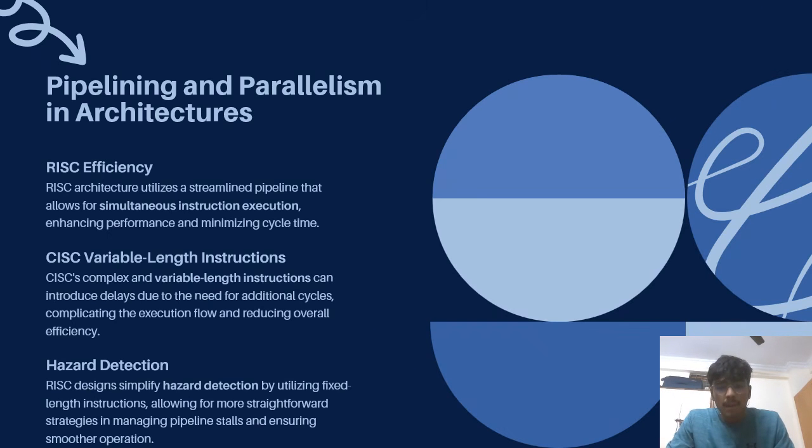Now I'm going to be talking about pipelining and parallelism. RISC's regular instruction size supports deep pipelining. Several instructions can be in flight simultaneously. CISC's complex decoder and variable-length instructions can hold up the pipeline. Modern CPUs, though, often convert CISC instructions to RISC-like micro-ops for faster parallel processing.